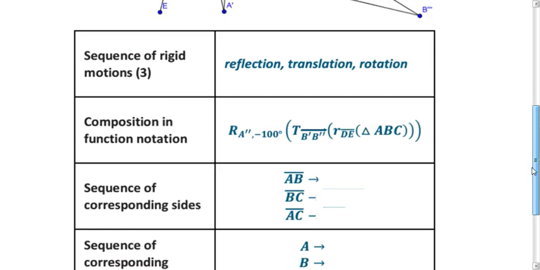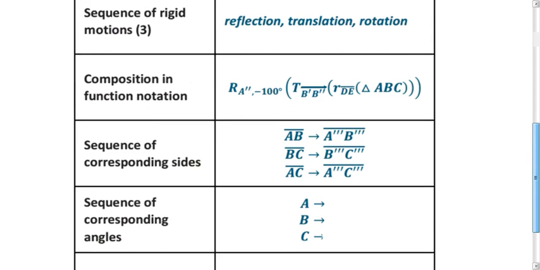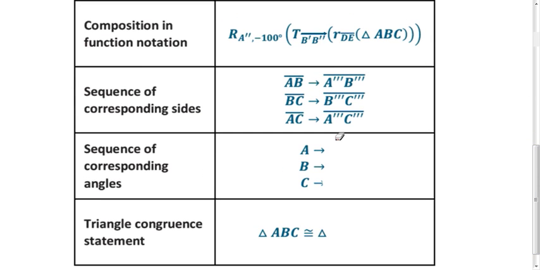Now let's identify our corresponding sides and corresponding vertices. Segment AB maps to segment A triple prime, B triple prime. And we have similar results for the other 2 sides. And what about the vertices? A is going to map to A triple prime, and B and C are similar. And so what's our triangle congruence statement going to be? Make sure we put the corresponding parts in the same positions. So we have triangle A triple prime, B triple prime, C triple prime.